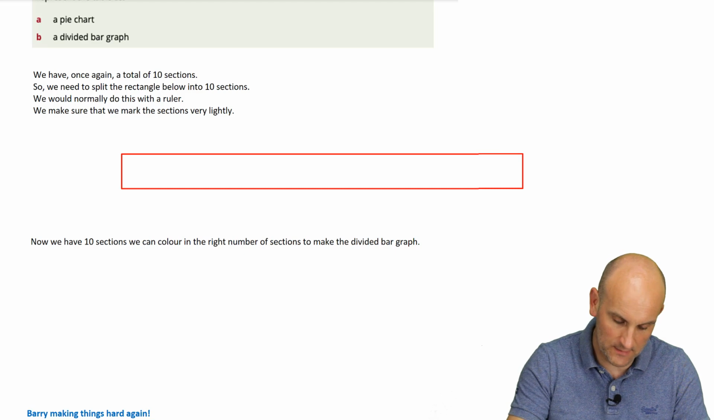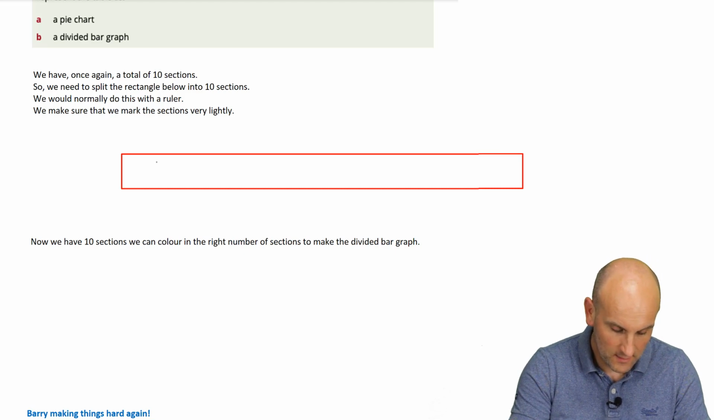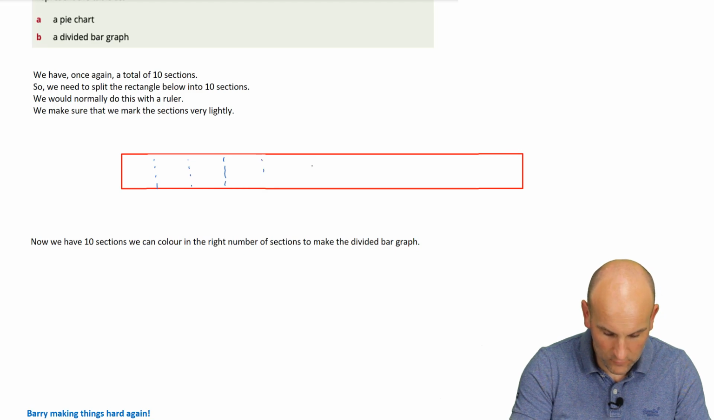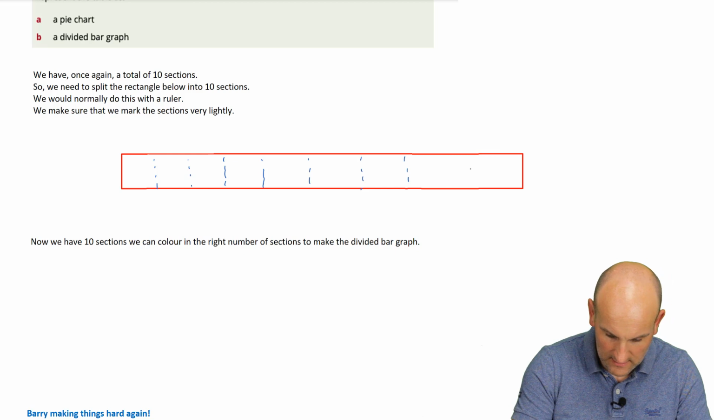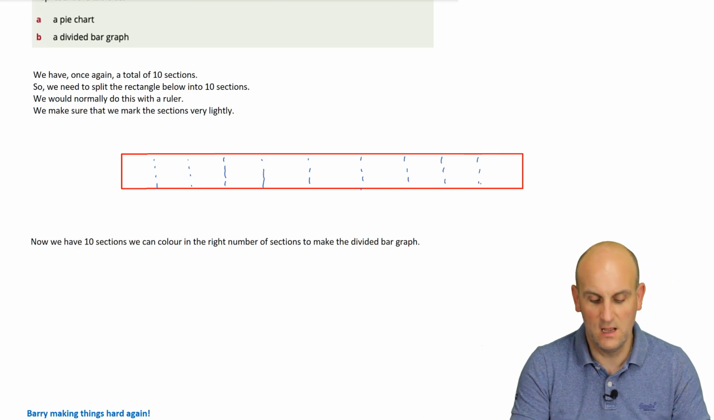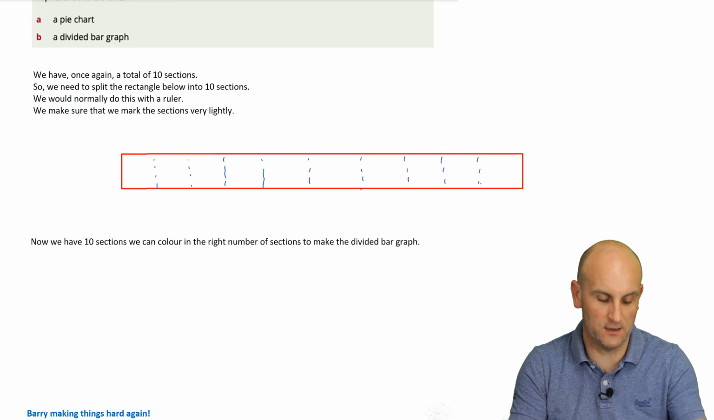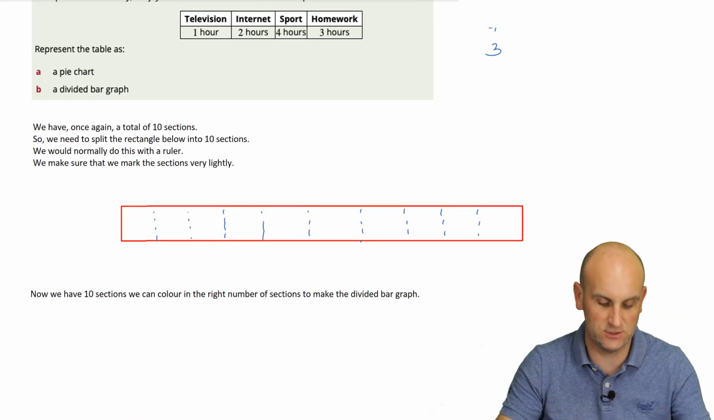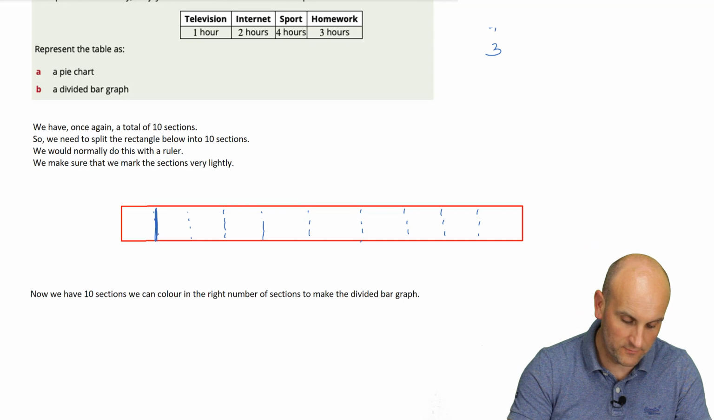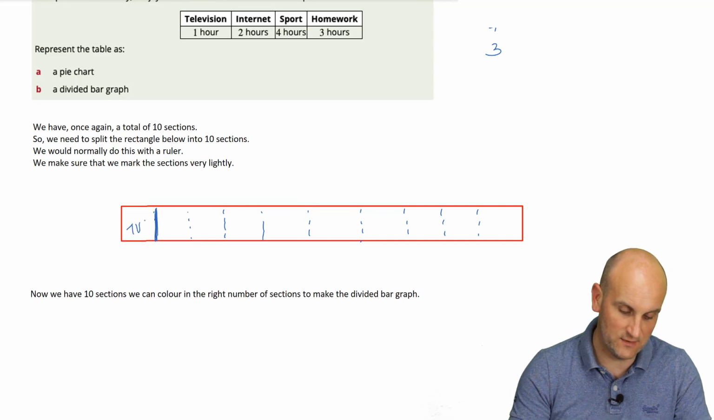So let's see what I can come up with. So, 1, 2, 3, 4, 5, 6, 7, 8, 9, 10. Not bad, not great, but it'll do. And once again, now that I've got those guidelines, now that I've split it into 10 sections, I can now color in one of them thick and say, there is my television.